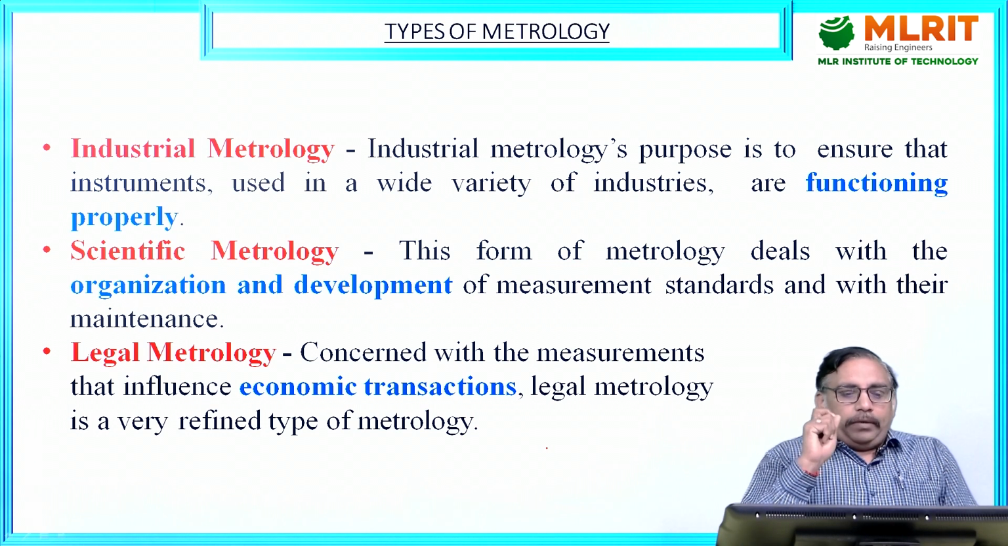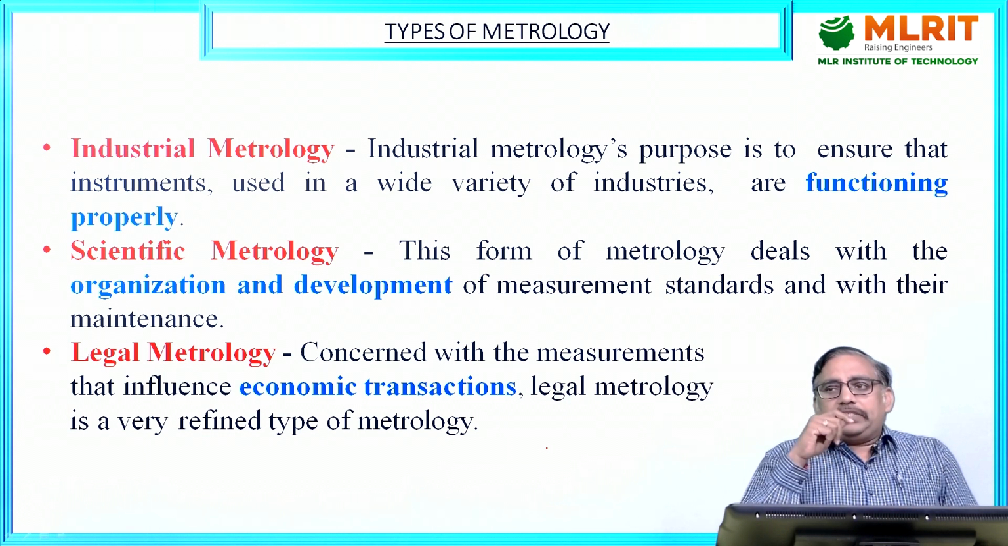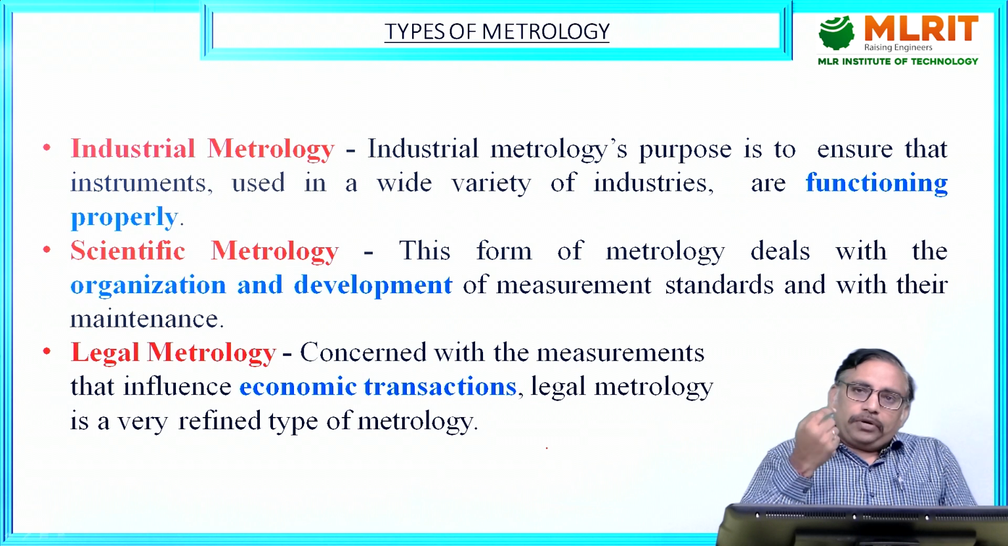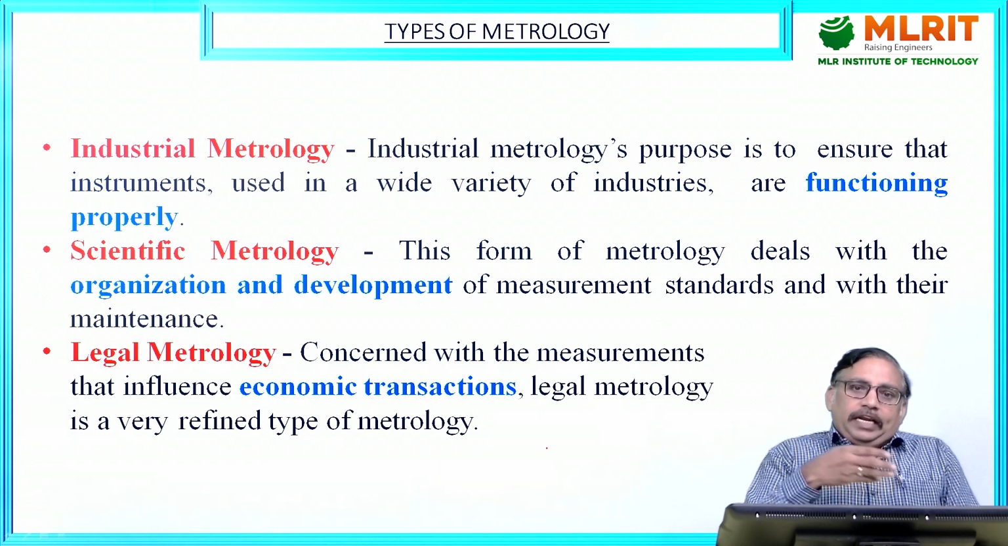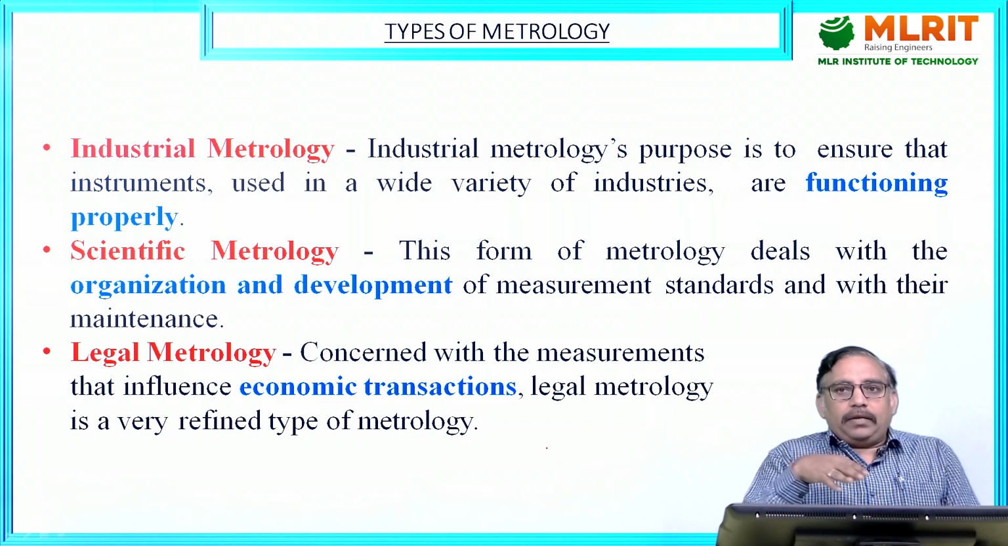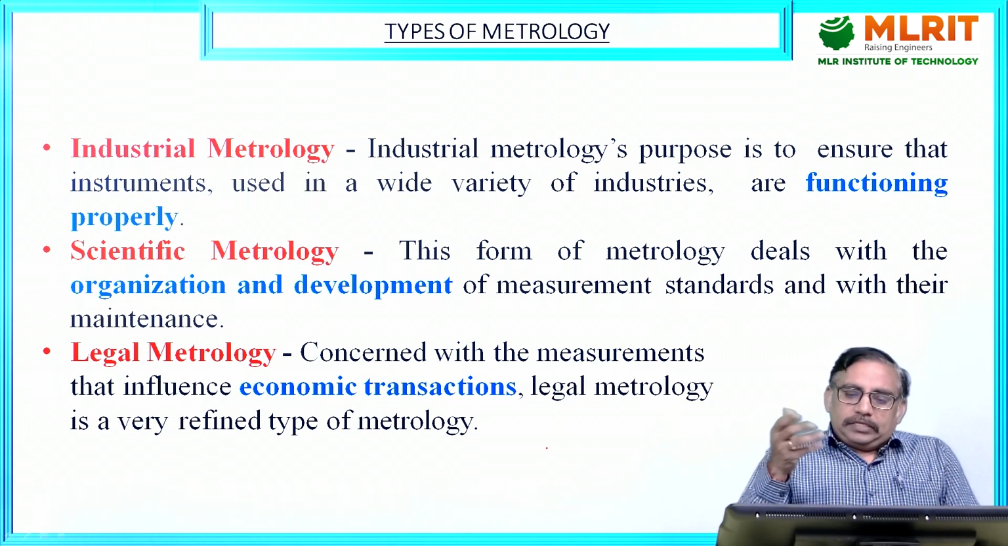Industrial metrology, as the name itself says, is particularly used for industry, and it is used for ensuring that instruments used in a variety of industries are functioning properly. So, if a steel rule is being used continuously for 6 months or 7 months in an environment where all iron parts are there, and if it is not kept safe after use, then the scale may get bent, and our readings will be totally wrong.